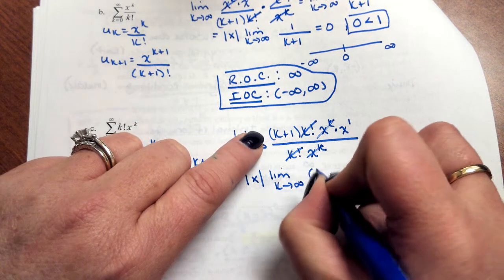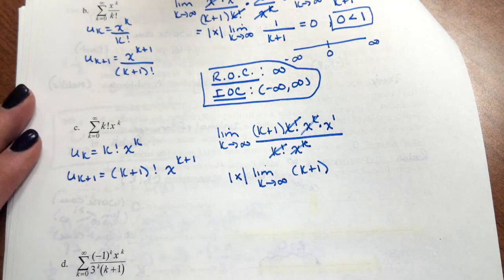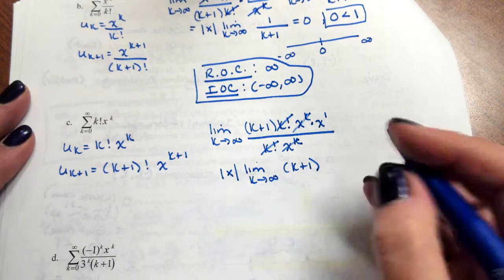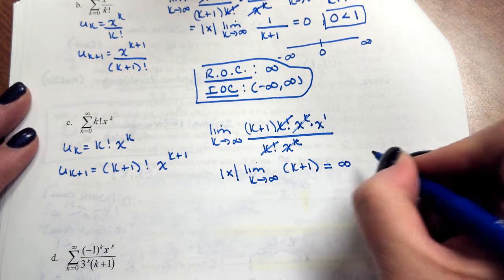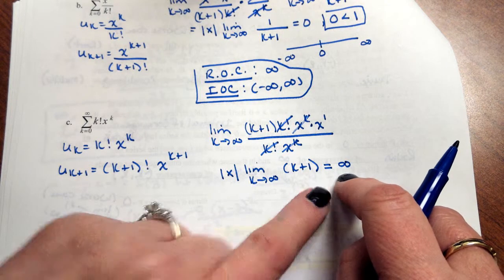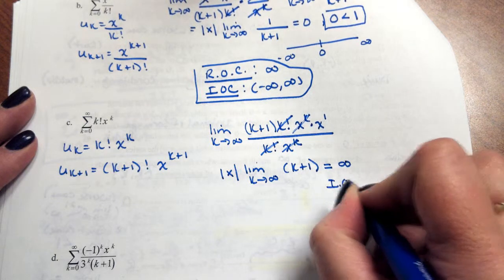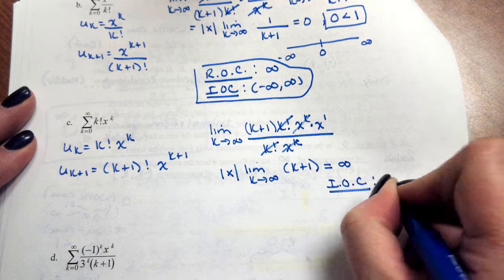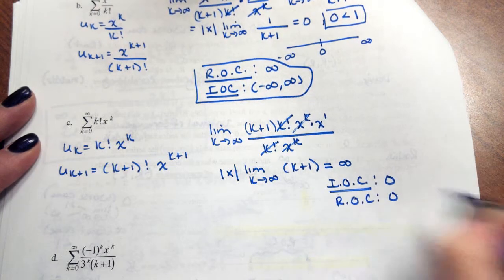So I'm left with a k plus 1. So the limit as k goes to infinity of k plus 1 is approaching infinity. And we know infinity is greater than 0. So remember, if you get a limit greater than 1 or infinity, this is going to be your worst case scenario. Your interval of convergence is 0. The radius of convergence is 0.